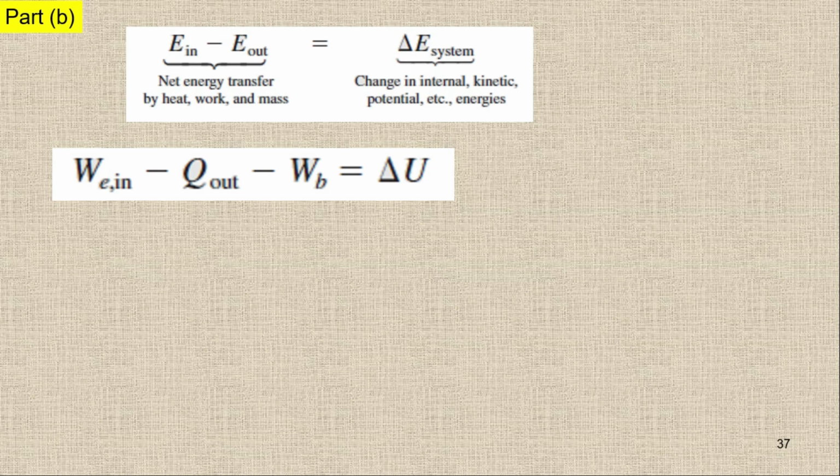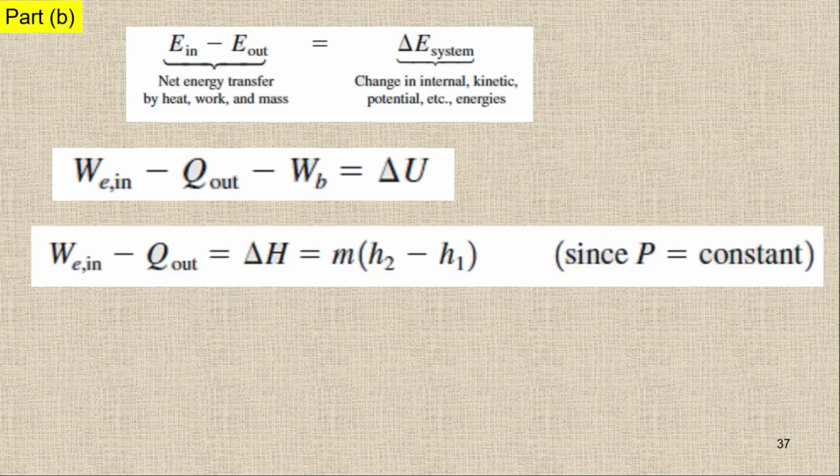So simply it will be like this one. We have W electrical, which is electric work only. Then we have energy out, that includes Q and W, the W boundary work. So we have W electrical, which is in, minus Q out, minus W boundary equal to delta U. And we have to find the temperature, the final temperature.